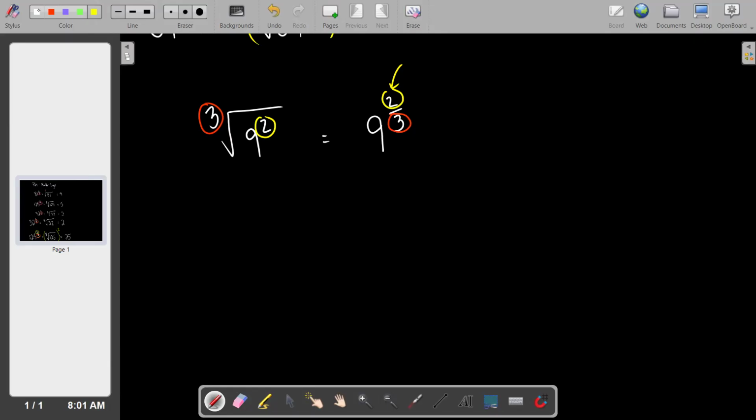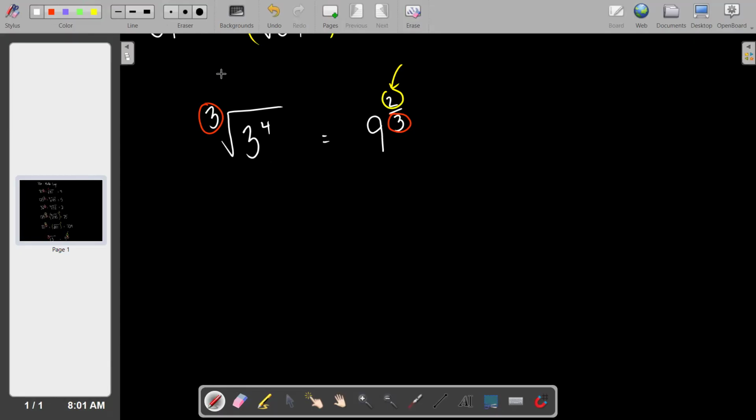Here's another one for you. Can anyone think of a different way to write 81 other than 9 squared? It's on your times exponent sheet. 3 to the 4th power. So again, if I can just replace 81 with the number 3 to the 4th, what's another way to write the cube root of 81?